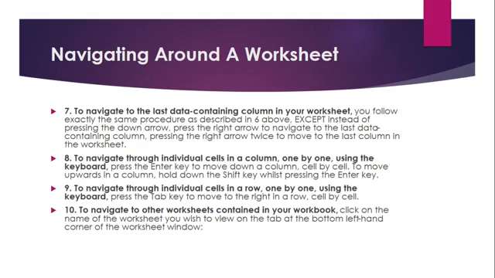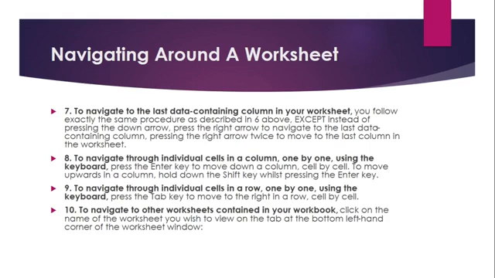To navigate through individual cells in a column one by one, while using a keyboard, you press the enter key to move down a column cell by cell. To move upwards in a column, hold down the shift key while pressing the enter key. To navigate through individual cells in a row one by one while using a keyboard, you press the tab key to move to the right in a row cell by cell.